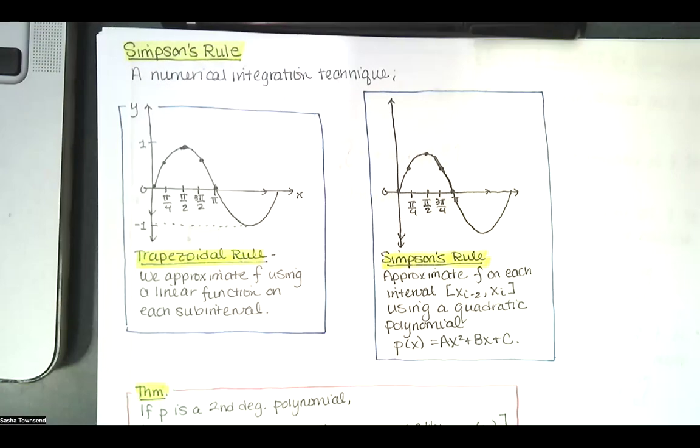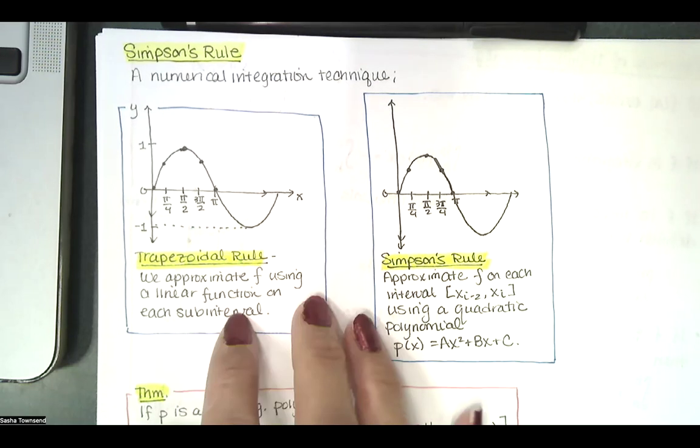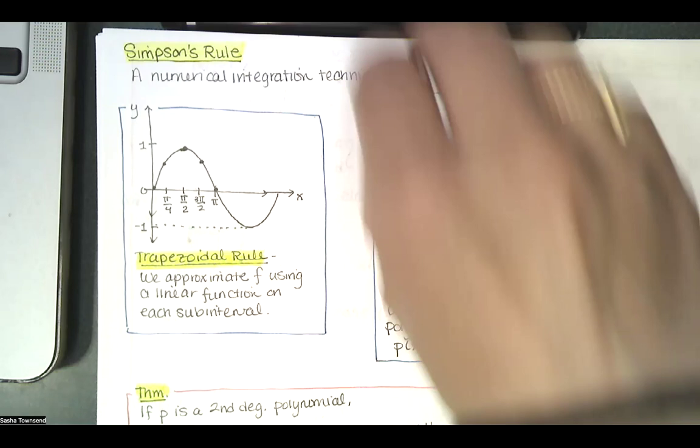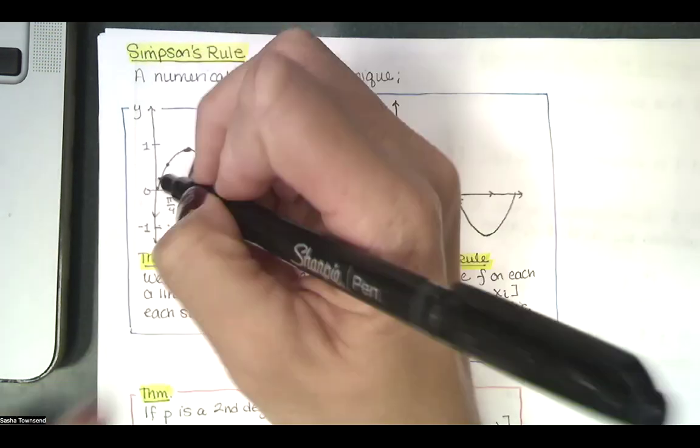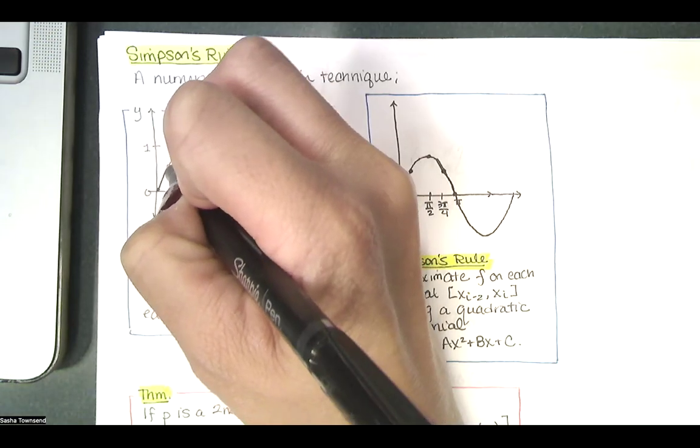In this video, we discuss Simpson's rule, which is a numerical integration technique. In the last video, we discussed the trapezoidal rule. With the trapezoidal rule, what we did was create a line segment from point to point on our graph here.